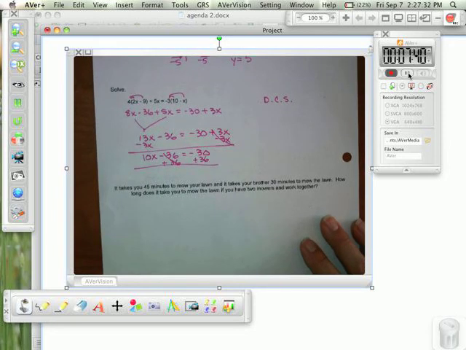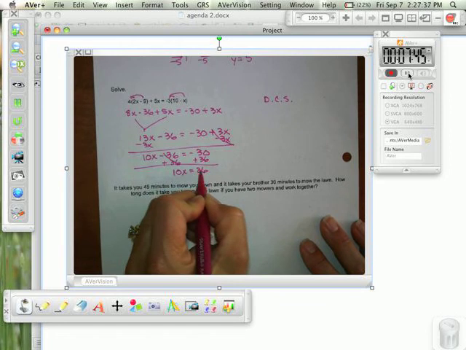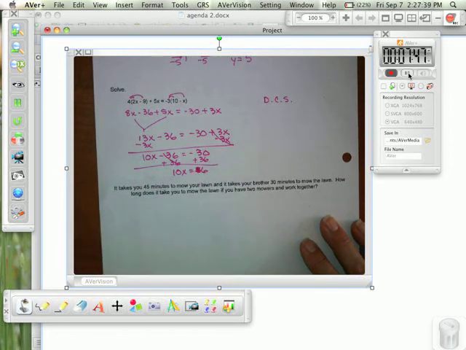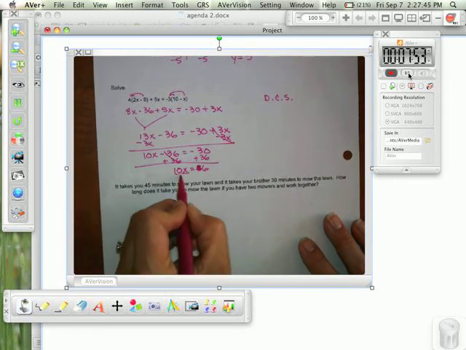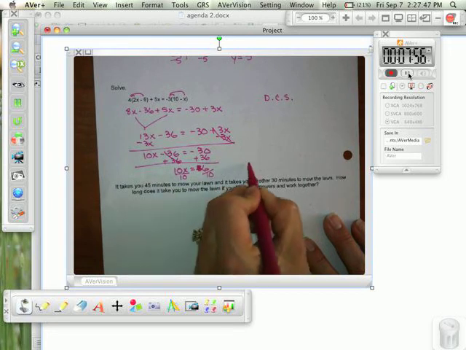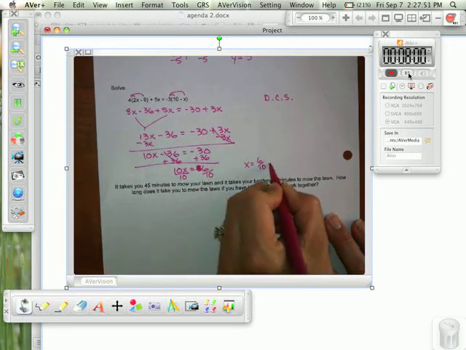So I added 36 now. 10x equals 36. Oh, no, it doesn't. Equals 6. You're going to get a fraction. Oh, my. But that's okay. Can I have a fraction? Divide by 10. X equals 6/10, which equals 3/5.